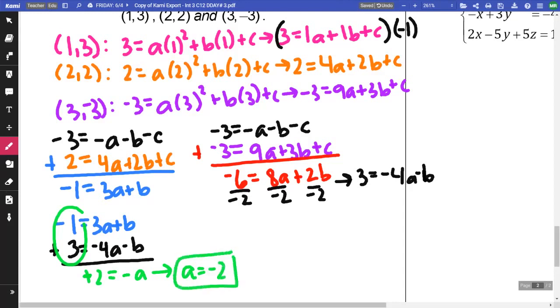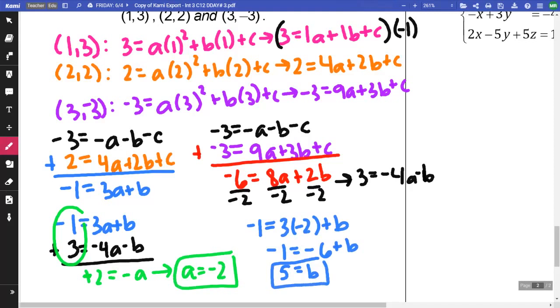So that's my a. So now I'm going to take that and substitute that into my blue equation. Okay, because I'm going to do it into one or the other of these two that have just a's and b's. So I'm going to go -1 is equal to 3 times -2 plus b. -1 is equal to -6 plus b. So I'm going to add 6 and I'm going to get 5 is equal to b.